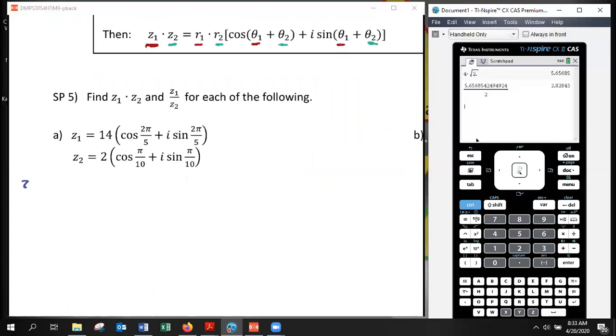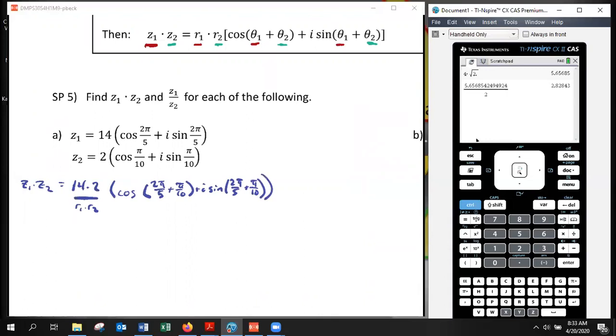So if I want to take z1 times z2, now notice how I already have this in its polar form. What I will do is I will multiply the radii, so 14 times 2, again multiplying the radii, r1 times r2, and then cosine, I will be adding my two angles, so 2 pi over 5 plus pi over 10, plus I sine of 2 pi over 5 plus pi over 10. Now 2 pi over 5 plus pi over 10, that would be 4 pi over 10 plus pi over 10, which is 5 pi over 10.